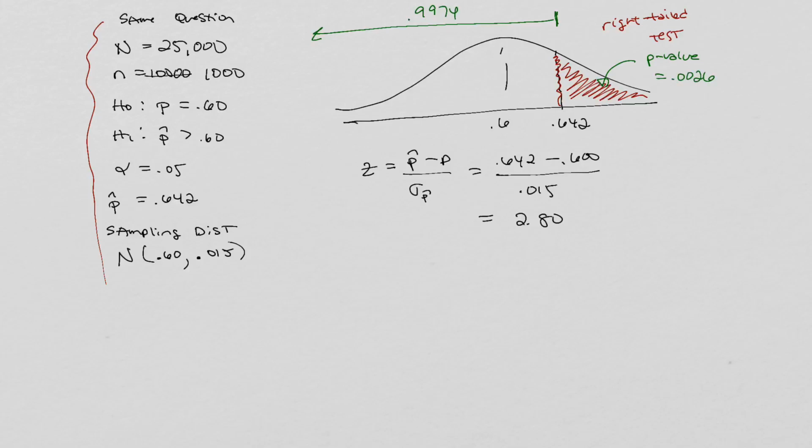So in this case, the p-value, which is 0.0026, is less than alpha, which is 0.05. So since the p-value is less than alpha, we reject H0 in favor of H1. All right, so there's a couple of examples of some right-tailed tests. Left-tailed tests are the exact same thing. You just have to find z-scores on the other side.